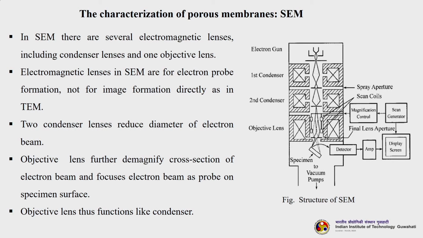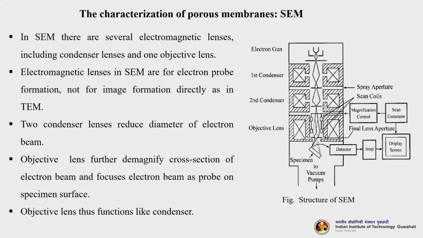Please understand that most of what we have discussed under TEM also holds good for SEM, like the number of condenser lenses should be minimum 2. It can be more, but minimum 2. Electromagnetic lenses are used for electron probe formation, not for image formation as in the case of TEM. This is another distinctive feature. In TEM the electromagnetic lenses do the image formation, whereas in SEM they are not doing any image formation, they are helping in electron probe formation.